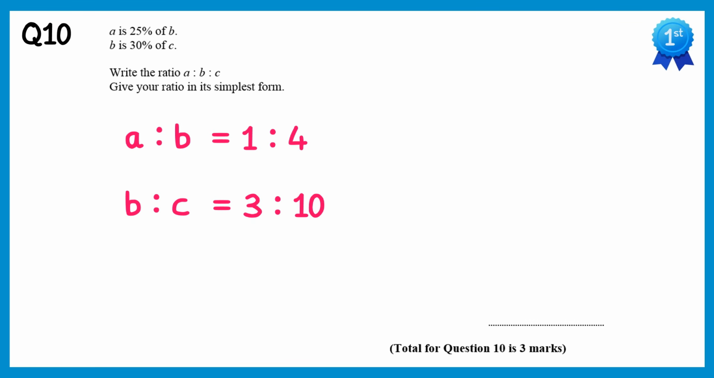To write these as a combined ratio a to b to c, we need to match up the thing that's common to both, which is b.